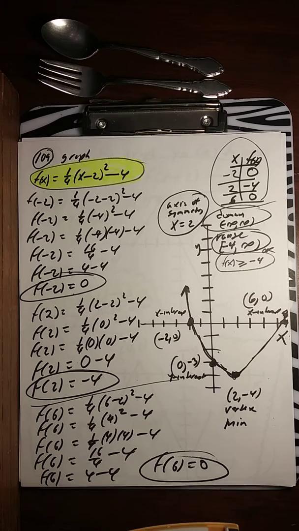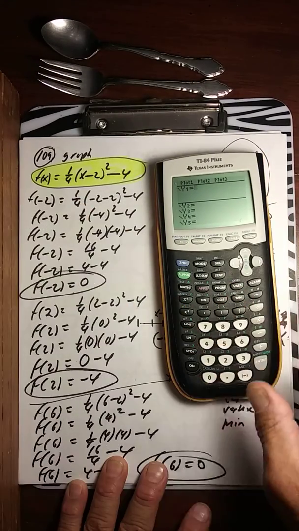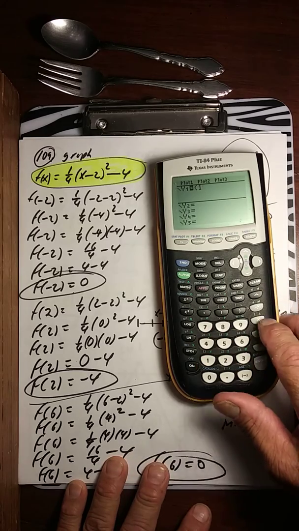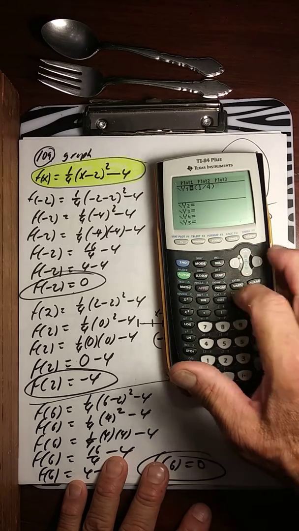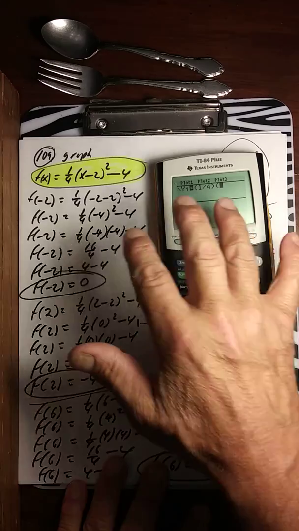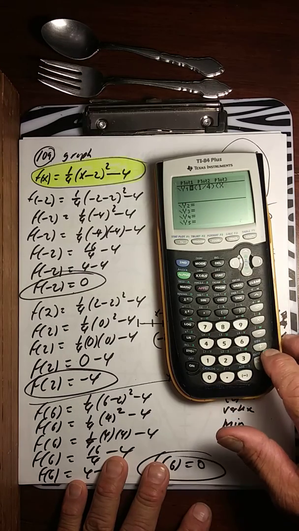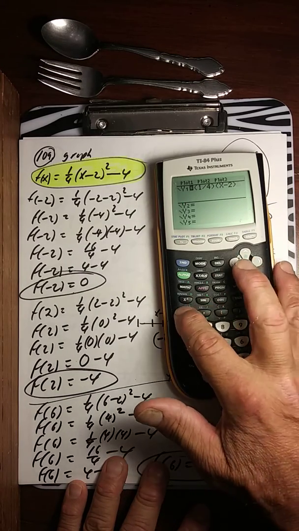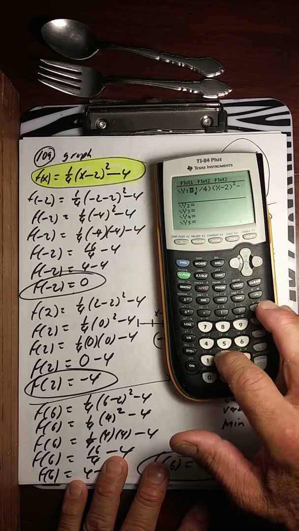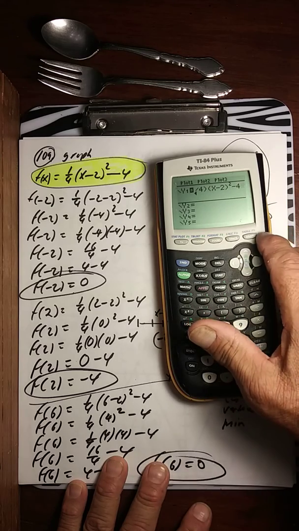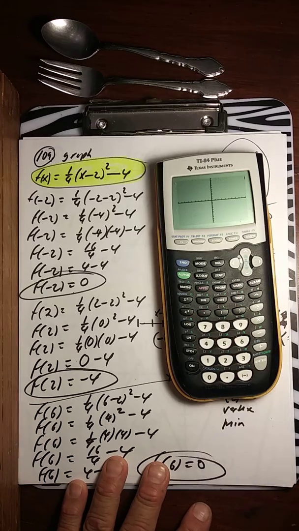Sure, let's do that instead. Okay, so let's put it in here. 1 divided by 4, parentheses x minus 2 squared, big minus sign, 4. Is that it? I think so. Let's hit graph and see what it does.